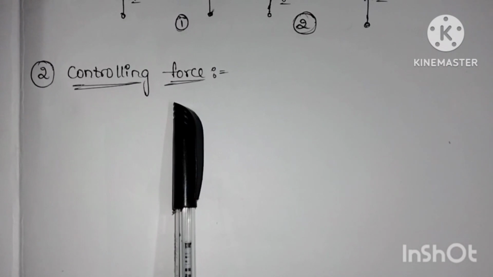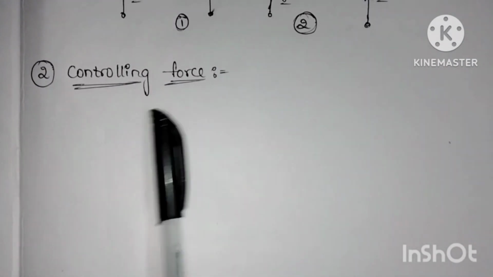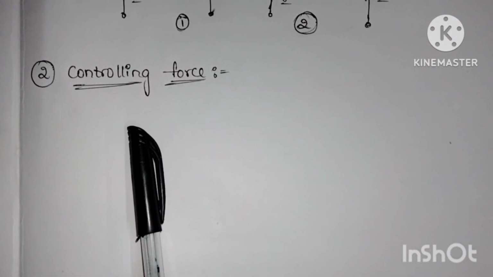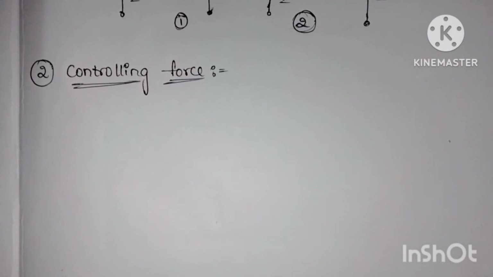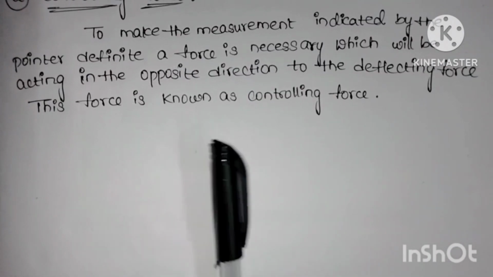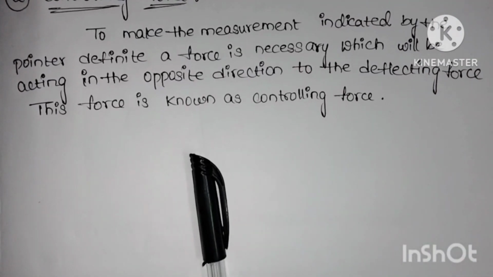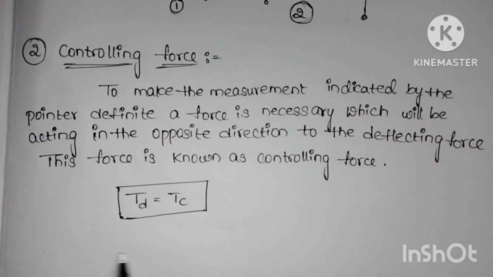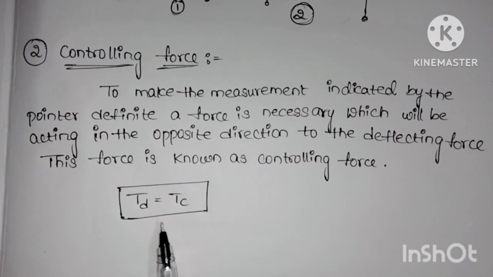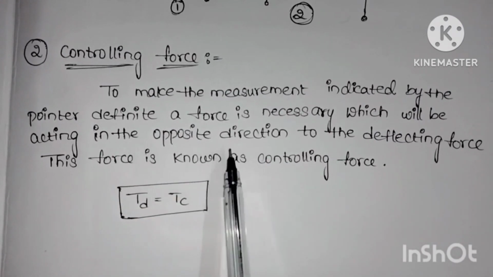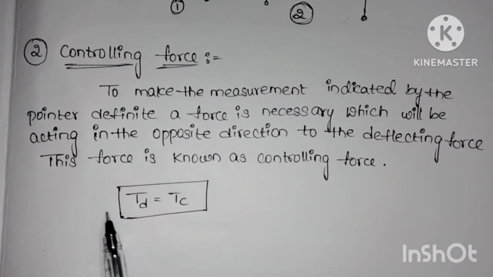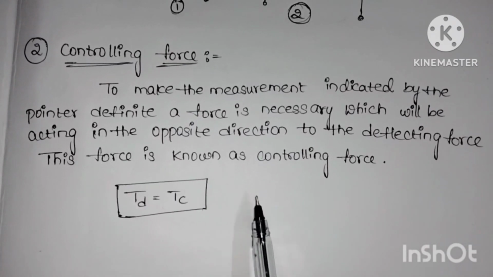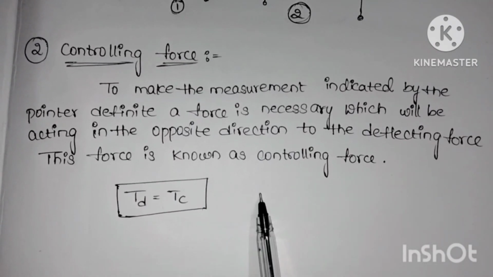What is controlling force? To make the measurement indicated by the pointer definite, a force is necessary which will act in the opposite direction to the deflecting force. This force is known as controlling force. When the external signal to be measured by the instrument is removed, the pointer should return back to the original position. When the deflecting torque and controlling torque are equal, the pointer will indicate a steady value. When the external signal is removed, the pointer will return back to the zero position.